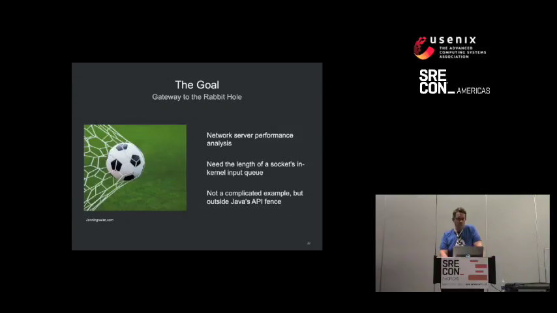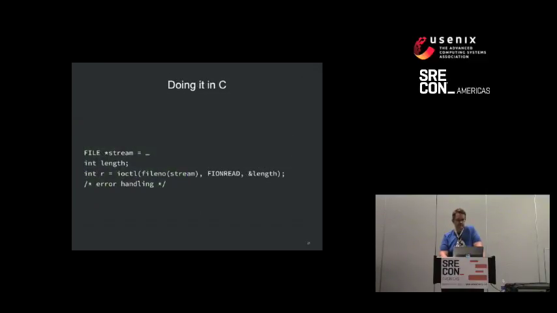So what my goal here was, doing some detailed performance analysis on a network server that I own. And what I wanted to do was to look at the length of a socket's in-kernel input queue, which is a really, really easy thing to do. Here is a tiny bit of C code that does it. We use the FIONREAD ioctl, and that gives us a number in bytes.